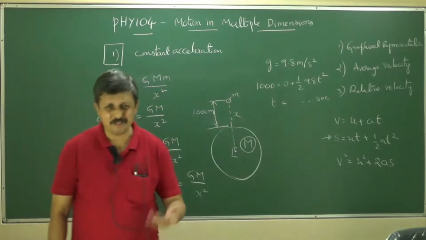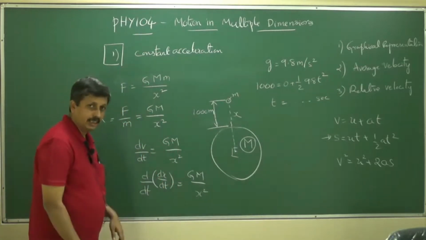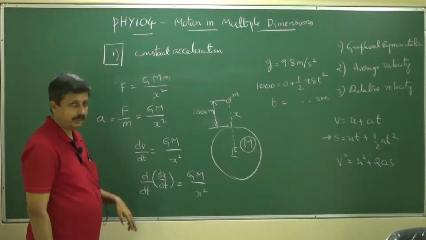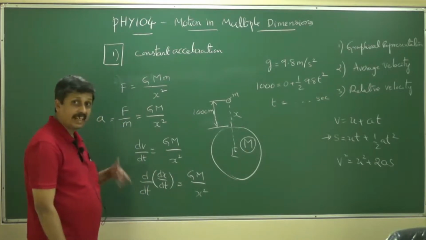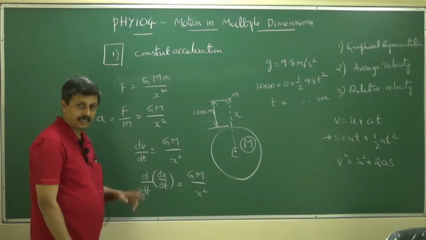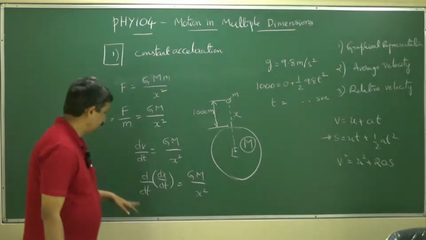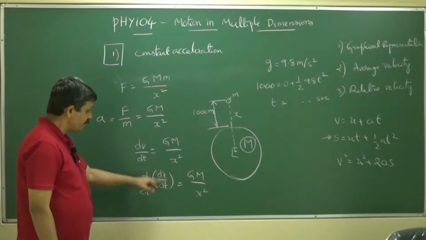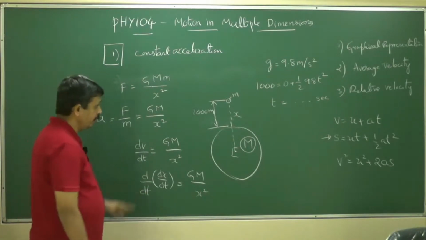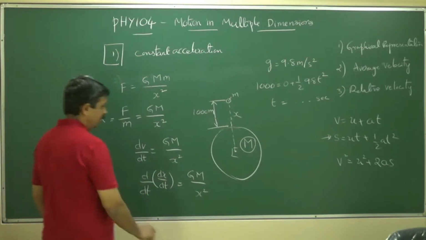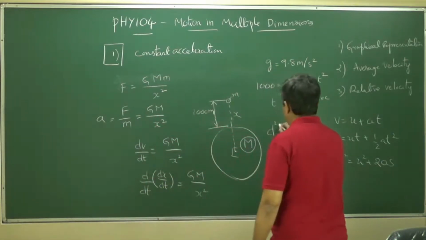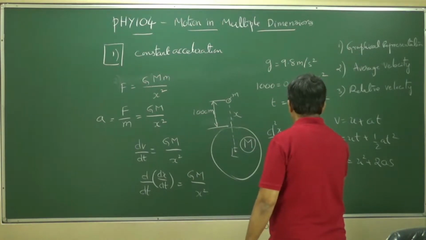Correct. Rate of change of position. Okay, displacement. Change in position divided by time. Rate of displacement, or rate of change of position. We can use both words. So now this can be written as d square x by dt square. Do you remember the second derivative that we talked about? Is equal to GM by x square.